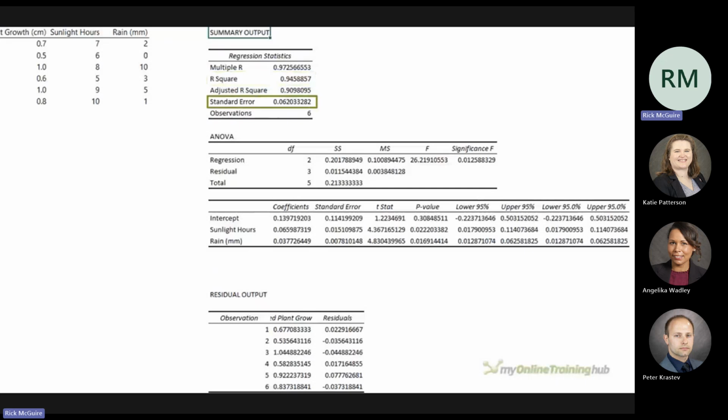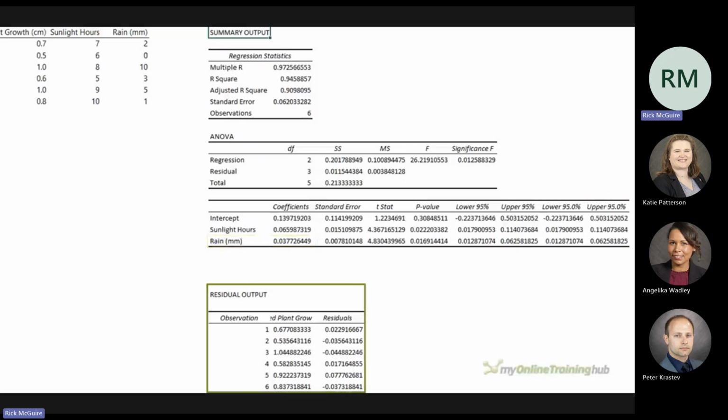The standard error tells us how wrong the model is on average. The lower the value, the better. In this example, we know that the standard distance between the predicted growth and the actual growth is on average 0.06 centimeters bigger or smaller. The analysis of variance table, ANOVA for short, measures the levels of variability within your model. The coefficients table returns a series of statistical tests. Here we can see that both sunlight hours and rain have a positive association with growth, and that for every sunlight hour the plant will grow 0.066 centimeters, and for every 1 millimeter of water it will grow 0.038 centimeters.